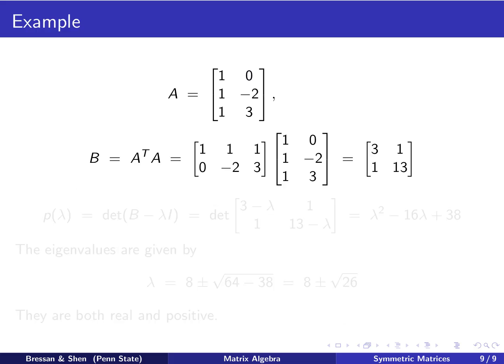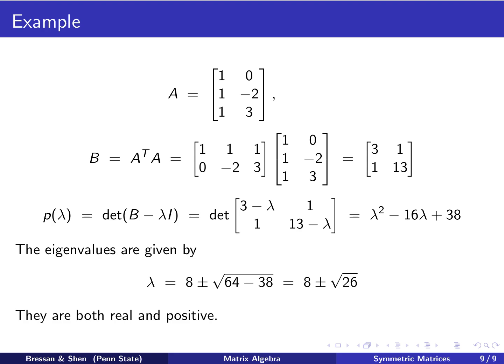Okay, so let's take an example. We have a matrix A, which is not a square matrix, and then we form the matrix B by computing A transpose times A, which is this times that, and you end up with a 2 by 2 matrix if you work out the details. We can compute the characteristic polynomial, the determinant of B minus lambda I, which will be the determinant of this matrix, and you work it out, you get that.